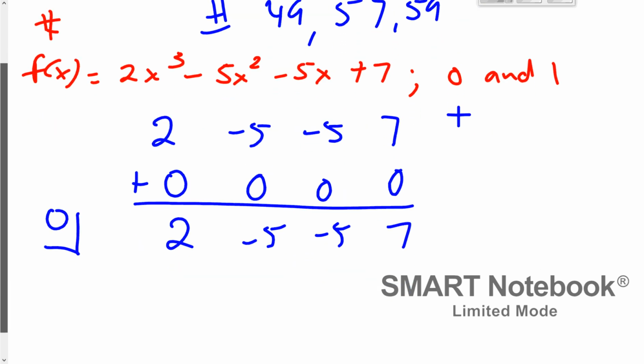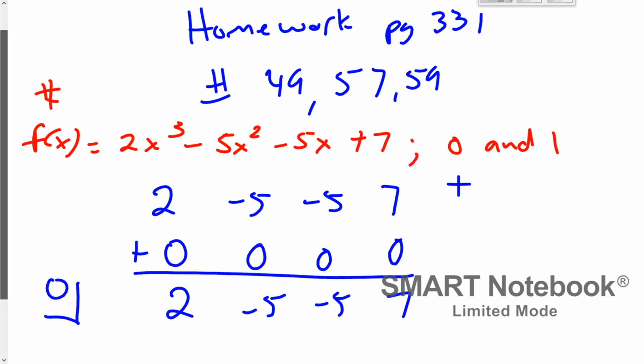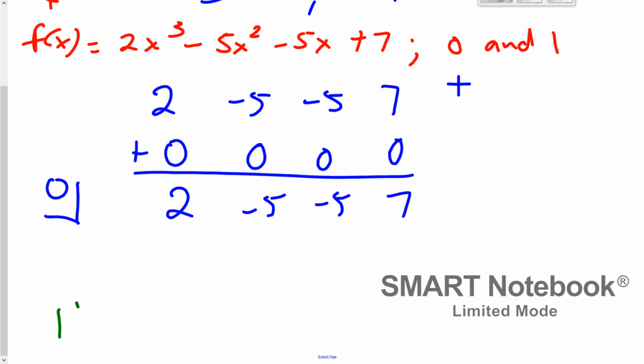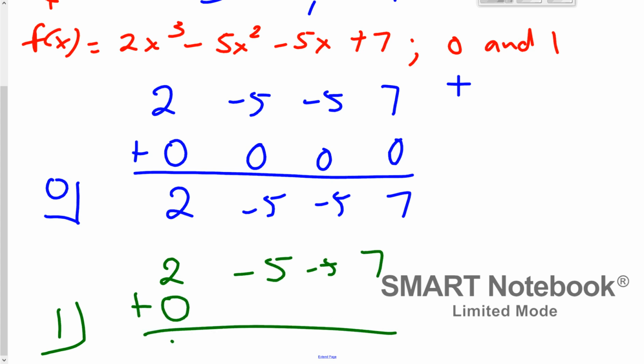And then we're going to do it again, but this time we're going to plug in 1. Start back out with our coefficients, 2, negative 5, and 7. 0 in the second row, add those together, we get 2, 2, negative 3, negative 8, and negative 8, negative 1, so we get a negative.